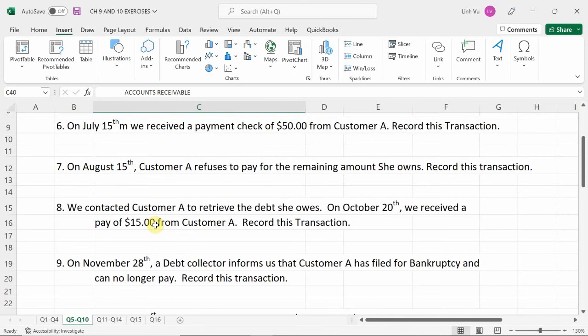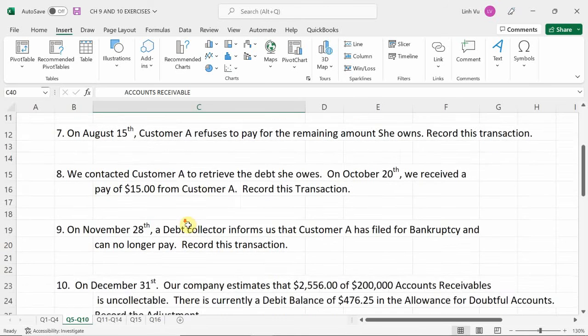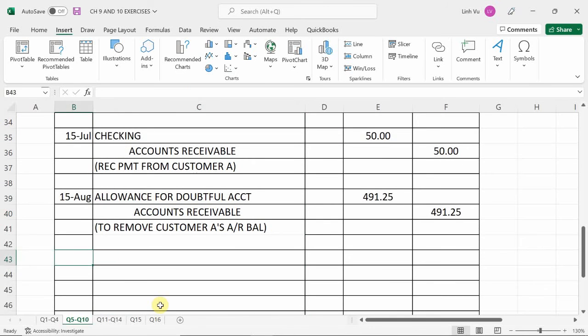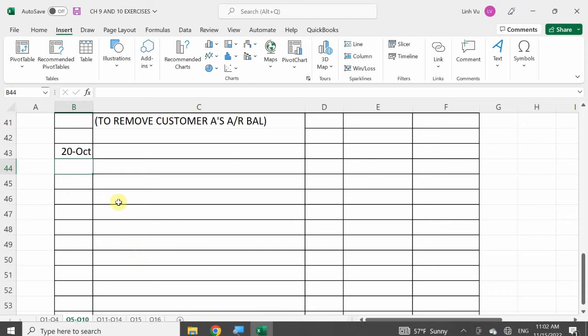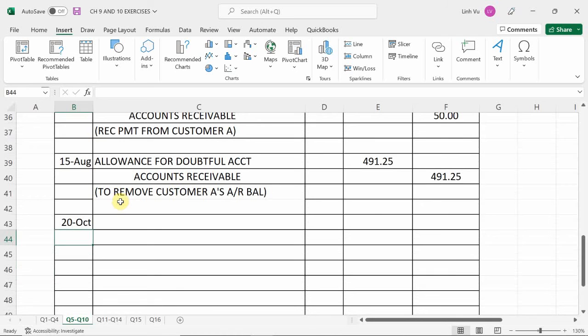So question number 8 says, we contacted customer A to retrieve the debt that she owes. Okay, and then finally on October 20th, we receive another payment of $15 from customer A. Record this transaction. Okay. So how would we record that we finally received a payment on October 20th? Okay. How do we go ahead and record this? So in this case, October 20th, we received a payment. Now, first things first, does customer A still have an account balance with us? Yes. But right now, where is it? Is it active or is it inactive?